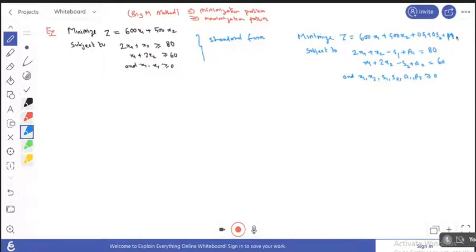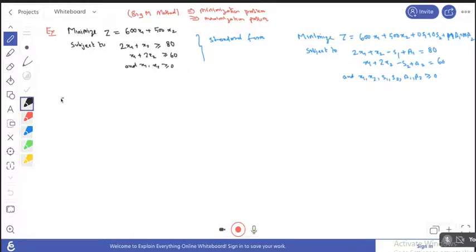Okay, so M of E1 and M of A2. So this is your objective function. Okay, so now here we get the initial basic feasible solution.